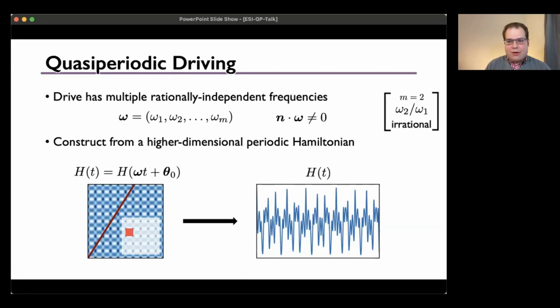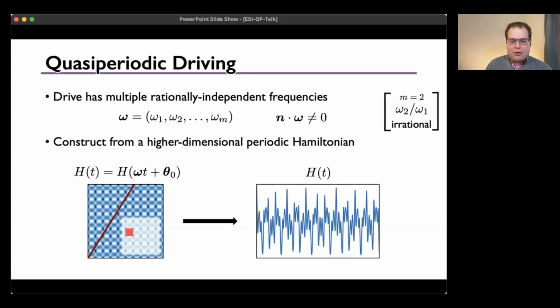Right? And the fact that it's an irrational angle means that the pattern will never repeat itself in actual physical time, but it still inherits a lot of special properties because it's derived from a higher dimensional periodic lattice. Here I've drawn it in the extended zone scheme. Of course, there's also a single unit cell drawn here, and we can fold the path of the Hamiltonian back onto the unit cell if we want to do that.